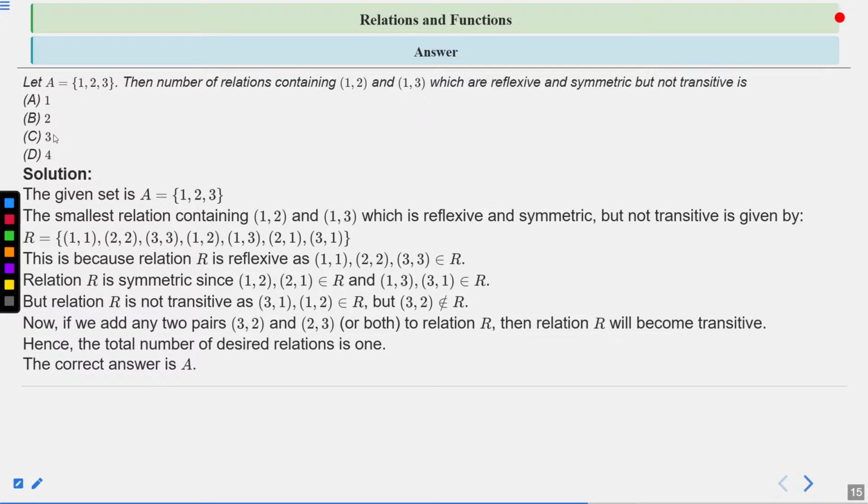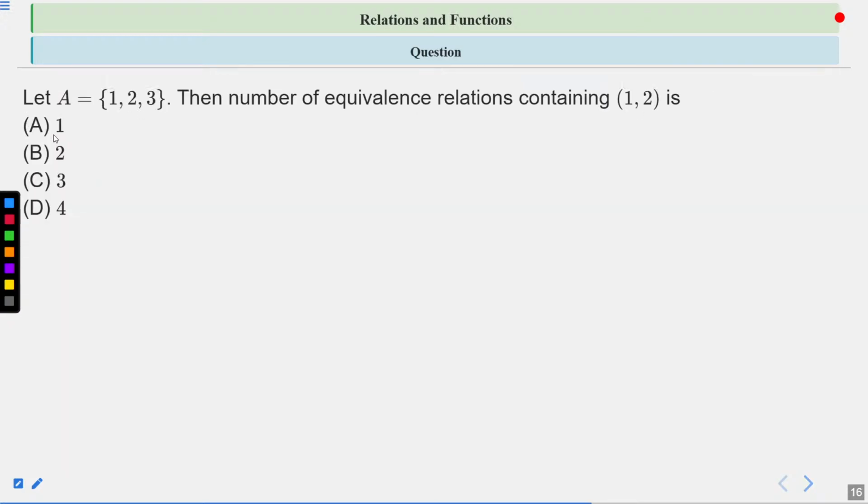Okay, let us move to the next question. Next question says, let set A be {1, 2, 3}. The number of equivalence relations containing (1, 2) is. We basically have to find the number of equivalence relations. Now, what is an equivalence relation?